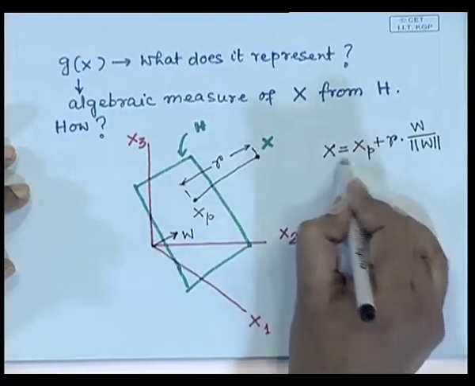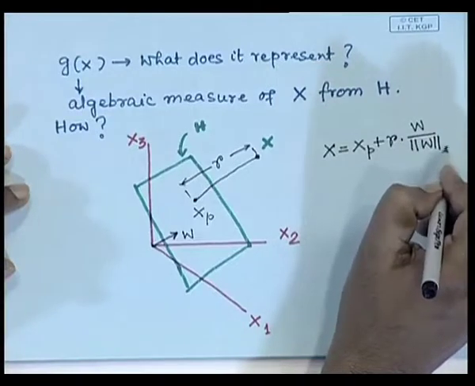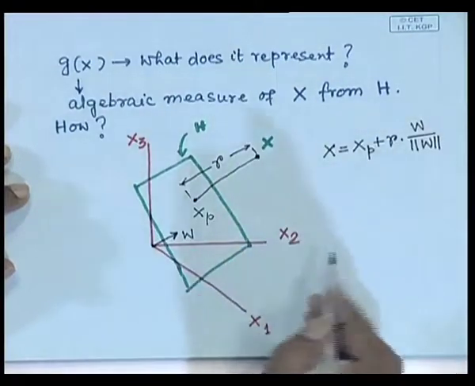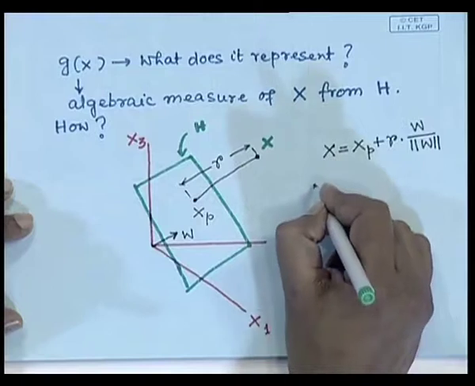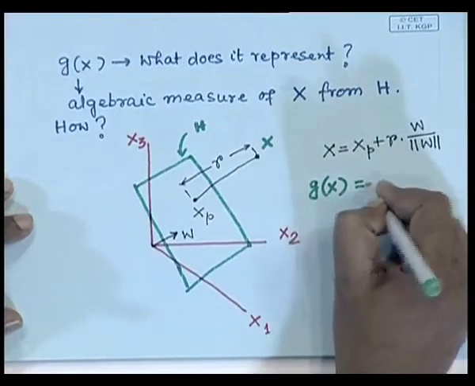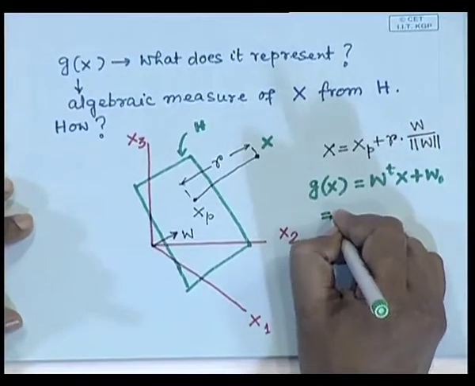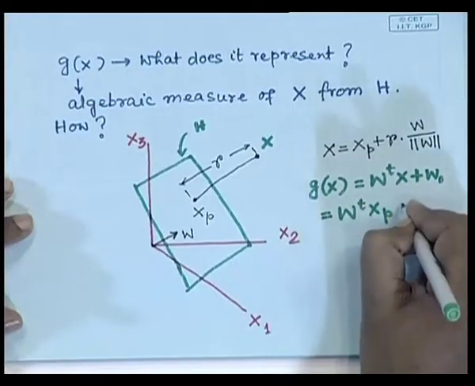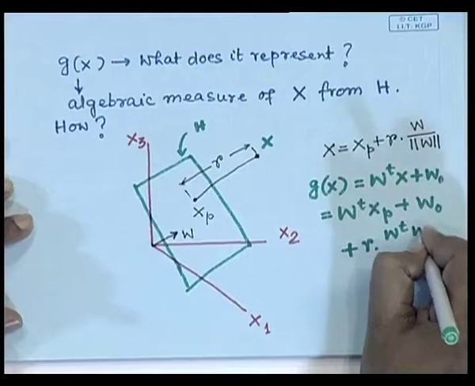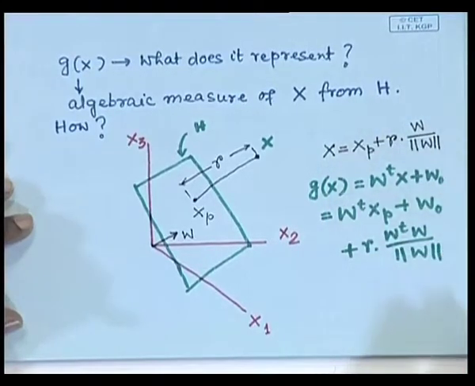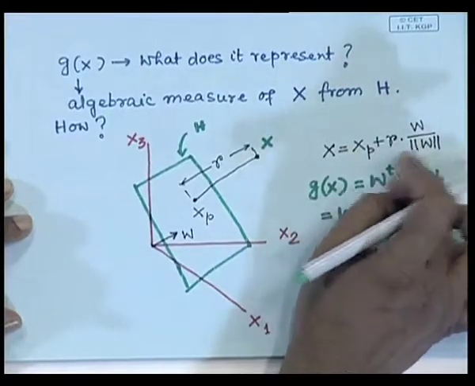So, this is w. So, I can write x is equal to x p plus r into w upon mod of w, because w upon mod of w is the unit vector in the direction perpendicular to the hyperplane. I can write it in this form, and when I write it like this, then what is g x? g x is nothing but w transpose x plus w naught, which in this case will be w transpose x p plus w naught plus r into w transpose w upon mod of w. I am simply replacing this x by x p plus r into w upon mod of w.